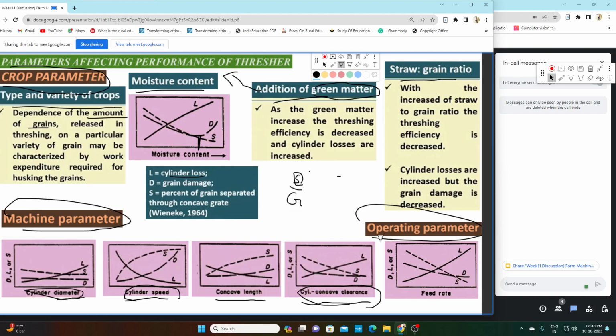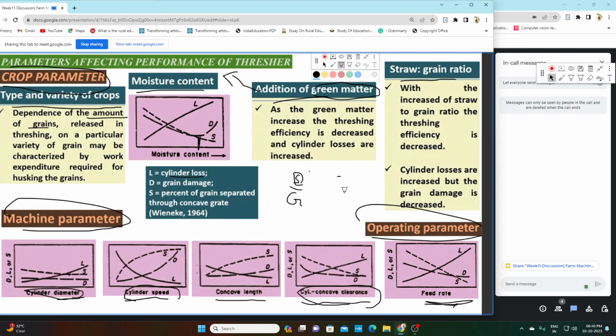And last we have the operating parameter. We are concerned with only one operating parameter, that is the feed rate, meaning how much feed we are giving to the thresher. Whenever we increase the feed rate, our loss will increase, our separation efficiency will decrease, and our damage will also decrease. So this is all about the parameters that affect the performance of the thresher.